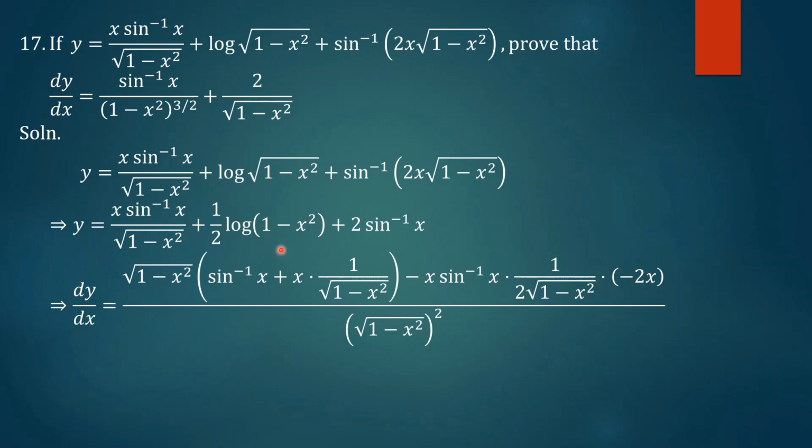Okay, so then come to this term, plus half log of 1 minus x square. Its derivative is 1 by 1 minus x square, then the derivative of 1 minus x square is minus 2x only. Then plus this one, plus 2 remaining, and the derivative of sine inverse x is simply 1 by root over 1 minus x square. Is that clear?